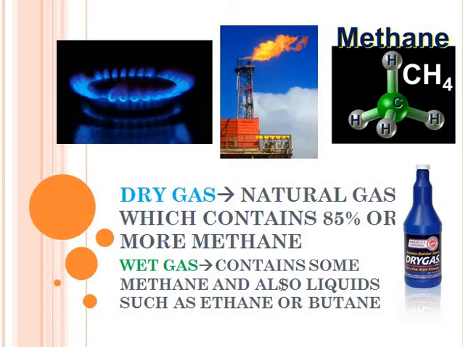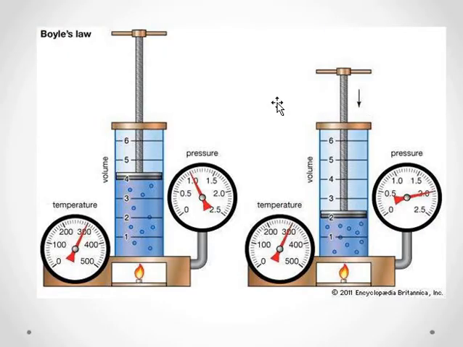Whereas wet gas means which contains some methane and also liquids. So the liquids present in them are ethane or butane. So these are the liquids present in wet gas. So the experiment is done only for the dry gas. So this is the experiment for Boyle's law.